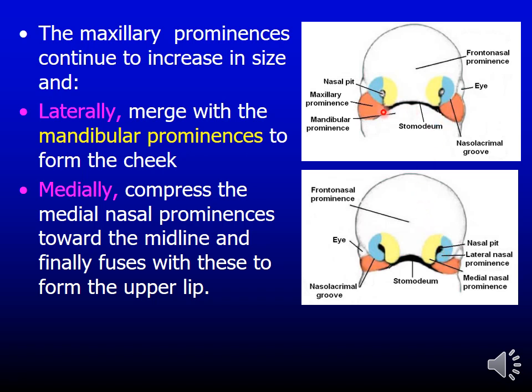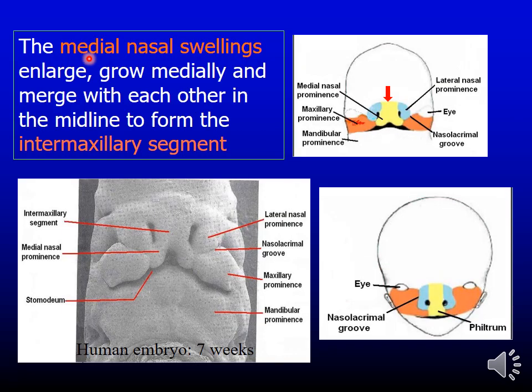This is the maxillary process growing and pushing the medial and lateral nasal prominences toward the midline until these 2 medial nasal prominences fuse together at the midline, and finally with the fusion of these medial nasal prominences, the upper lip will develop. The medial nasal swellings enlarge, grow medially and merge with each other in the midline to form a structure known as the intermaxillary segment. This is the intermaxillary segment.